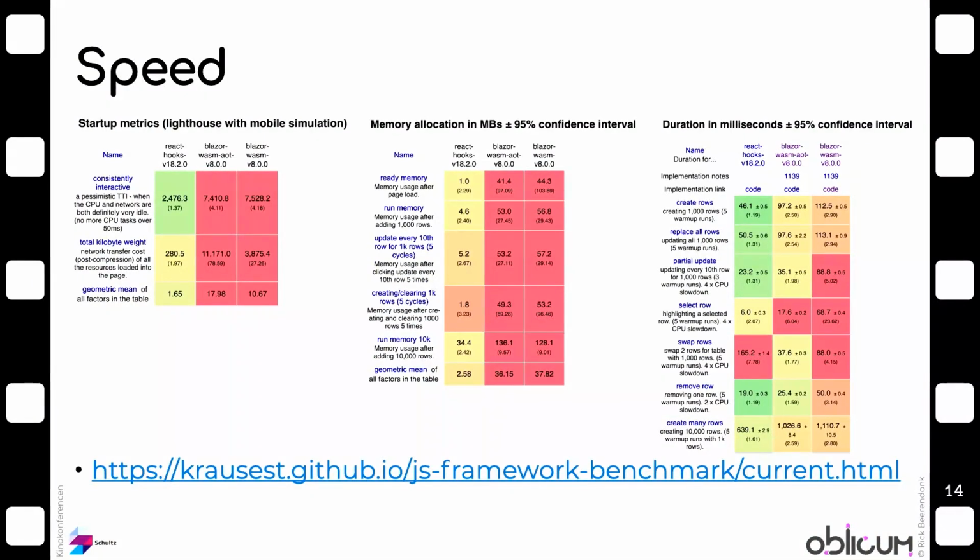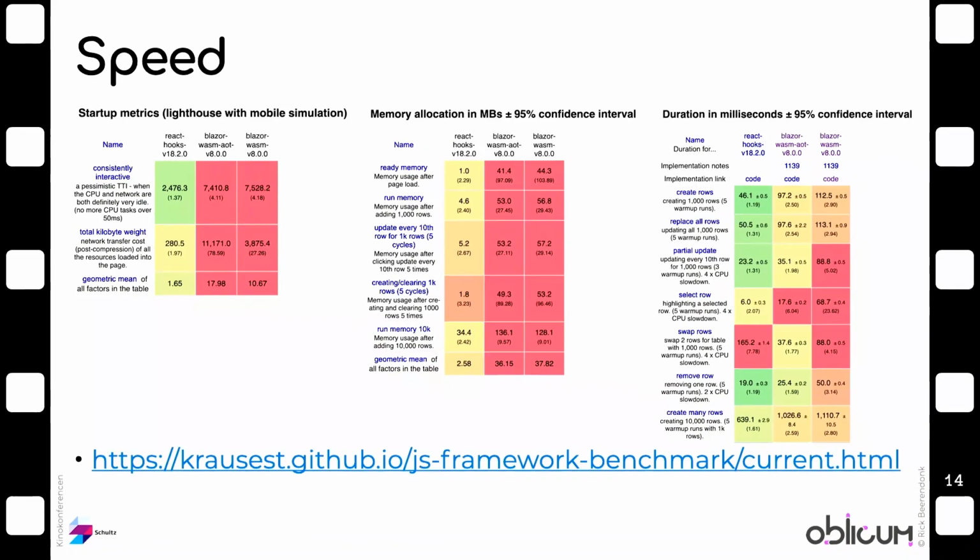Okay, talking about speed. Now here it is. React with hooks on the left hand, and then Blazor WebAssembly with ahead of time compilation or compilation while you run the program on the right two columns. And yeah, Blazor is all red. But what do we measure here? The first one is startup metric. Yeah, it takes longer to start up if you have more code to start up. Memory allocation, yeah, that's also more if you have the .NET framework with you. And the duration of certain operations, like updating the user interface. Now, the benchmark link is over there.